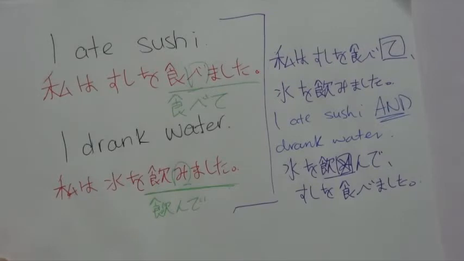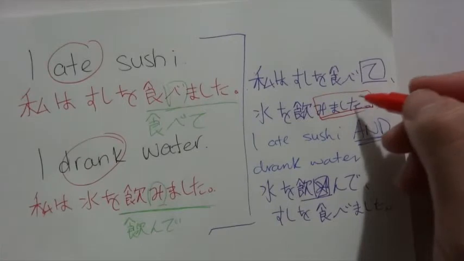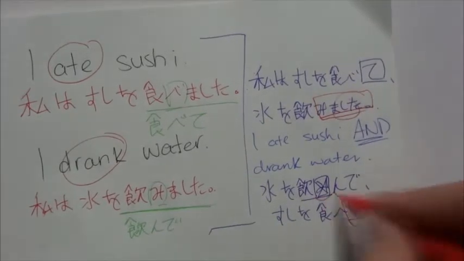And when using te form, it's important to consider the tense that you're using. We said ate sushi and drank water. These are both in past tense. When you conjugate the first verb into te form, so tabete, that doesn't determine what the tense is. What does determine the tense of the sentence is the final verb and how that's conjugated. Nomimashita. That's in past tense, so therefore everything before it, anything linked to it, is also in past tense.